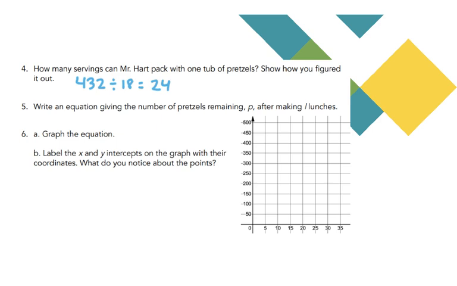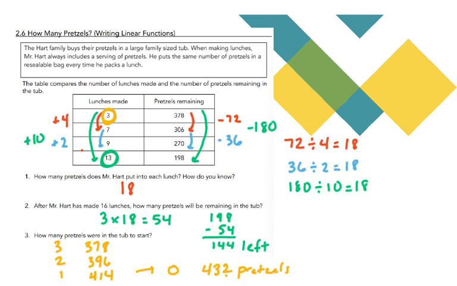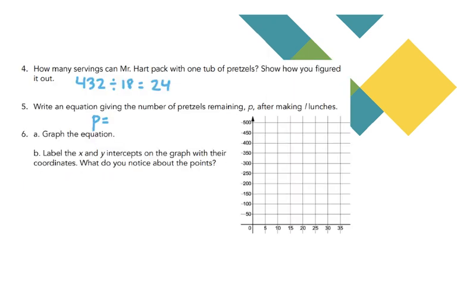That's pretty cool. So we're going to now write an equation, and we're going to think about the number of pretzels that are left. But as we do that, I want to go back to the first 3 questions again and highlight what's important. So what's important are, first of all, how many did we start with? So I'm going to put some stars next to that. That's pretty important because we are starting with 432. The other thing that's important is how many pretzels are we using every single time we make a lunch? We're using 18.